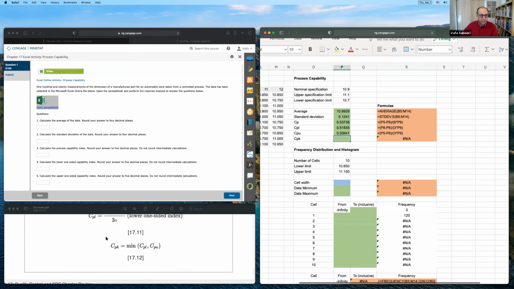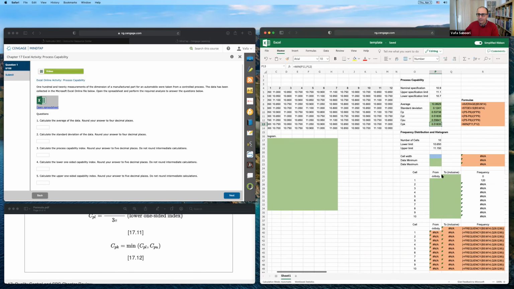And then my CPK would be the minimum of these two values. So here I will just go ahead and use the minimum function of this and this, okay? Or you can just select a range. So I calculated all these: CP, CPL, CPU, and CPK.